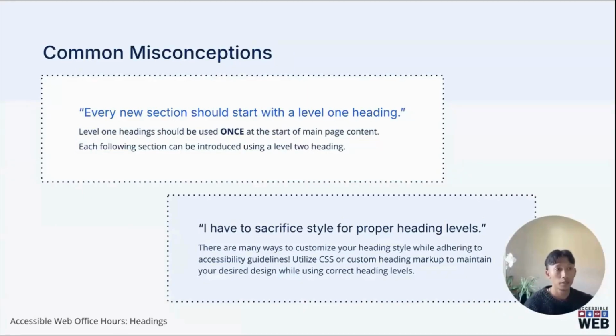Some common misconceptions when it comes to headings is that every new section should start with a level 1 heading. While we understand that it makes the page look more visually appealing, level 1 heading should be used once at the start of the main page content. Once a single level 1 heading has been used, then each following section can be introduced using a level 2 heading to follow the appropriate heading level for the informational hierarchy of the page.